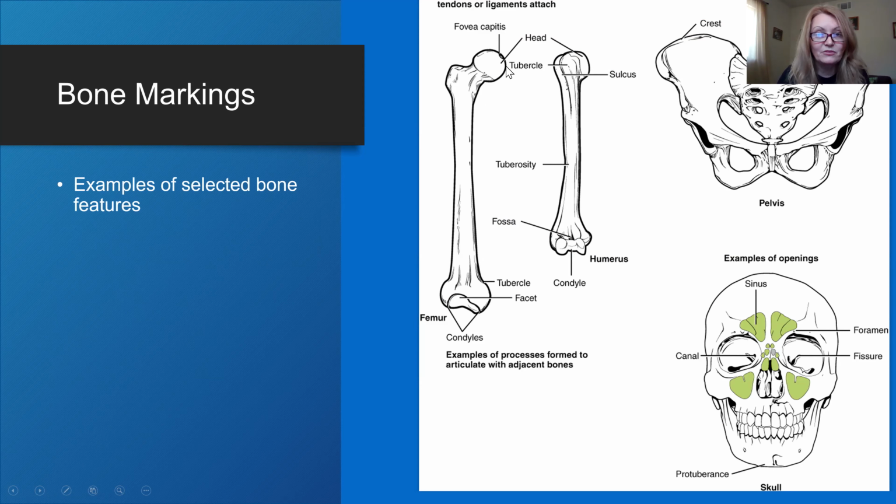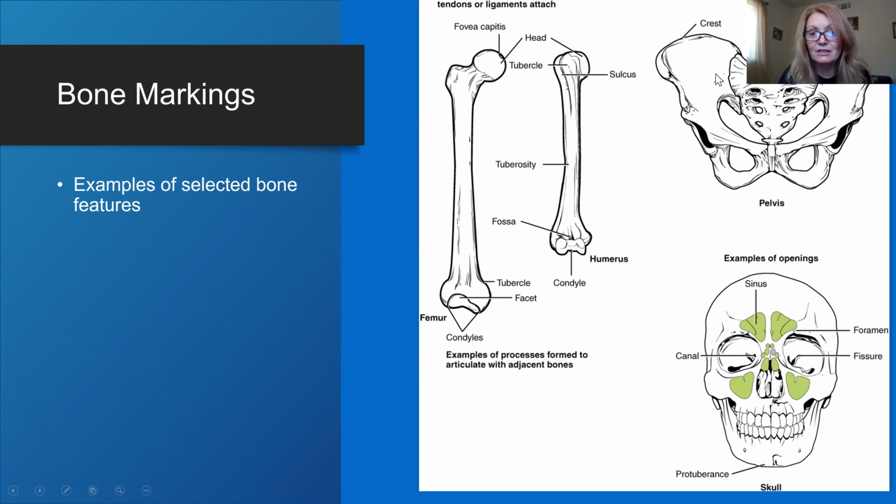It's in the proximal epiphysis, and its rounding structure looks like a head. Then we have tubercle over here. We have sulcus. We have fossa. Tuberosity is the rough part of a bone. We have condyles. We have fossa.